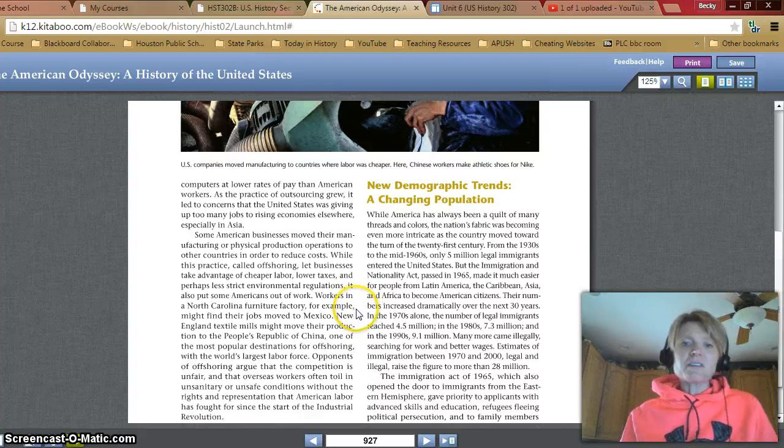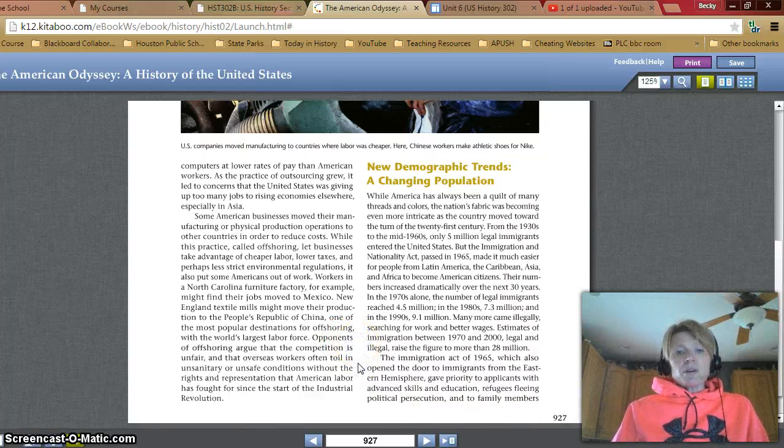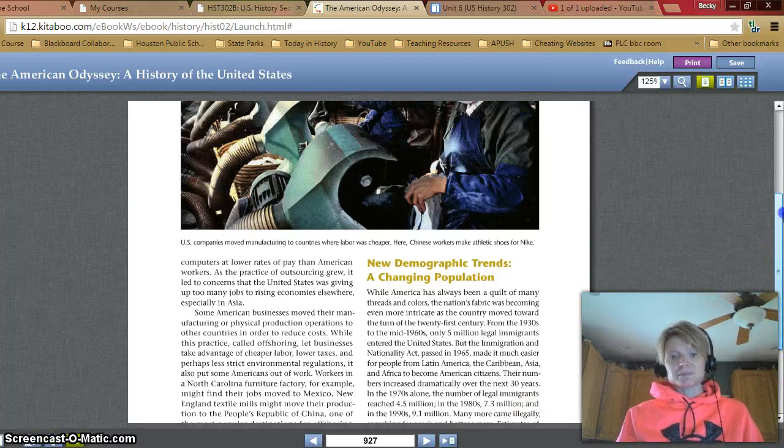Workers in a North Carolina furniture factory, for example, might find their jobs moved to New Mexico. New England textile mills might move their production to the People's Republic of China, one of the most popular destinations for offshoring, with the world's largest labor force. Opponents of offshoring argue that the competition is unfair and that overseas workers often toil in unsanitary or unsafe conditions without the rights and representation that the American labor has fought for since the start of the Industrial Revolution.